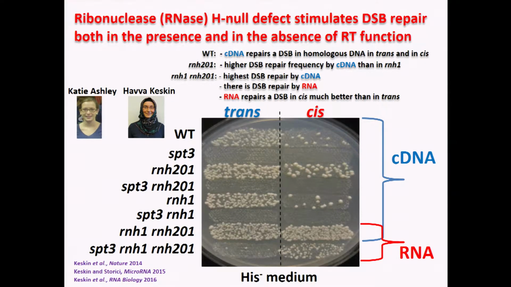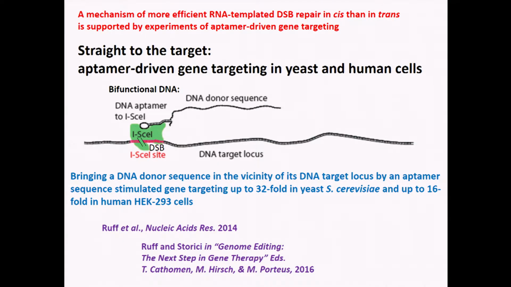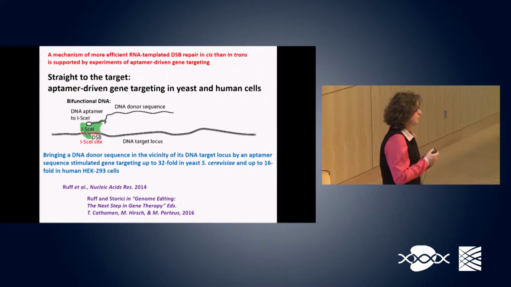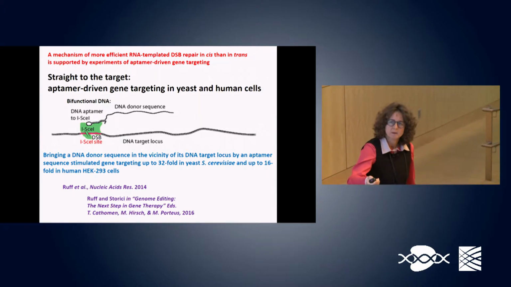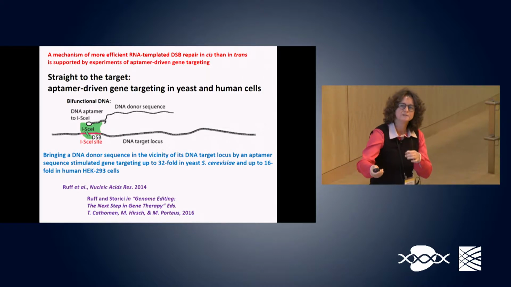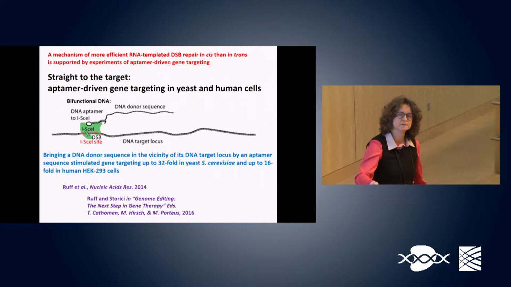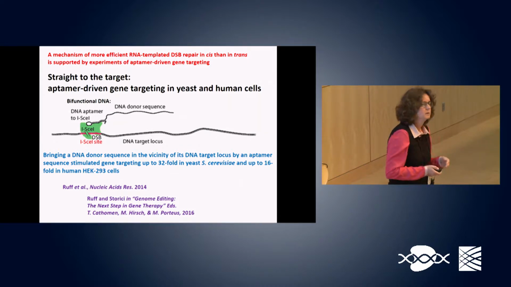Why would this be more abundant for the cis than for the trans? Likely because in the cis system the RNA is near the break, so in cis the vicinity of the RNA would facilitate the repair by RNA. This mechanism of more efficient RNA-templated repair in cis than in trans, due to the vicinity of the RNA to the target, is supported by our experiment of aptamer-driven gene targeting, in which we have a donor single-strand DNA molecule. If this is brought to the vicinity of the target site by an aptamer sequence that has been selected to bind to the nuclease that makes the double-strand break, this stimulates gene targeting up to 32-fold in yeast and 16-fold in human cells.